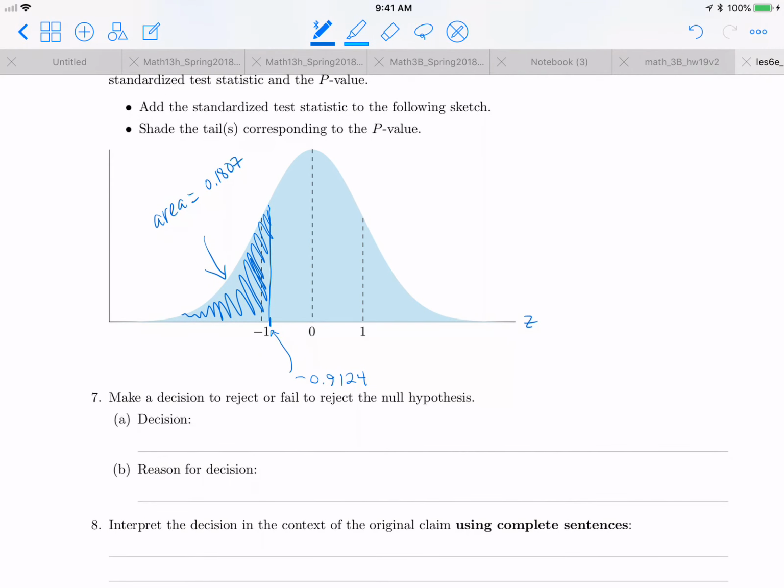All right. Now make a decision to reject or fail to reject. Well, that is a very high p-value. So since p is greater than alpha, we're going to reject. No, sorry, fail to reject. So we're going to fail to reject H naught. Reason for decision, because p-value is greater than alpha.